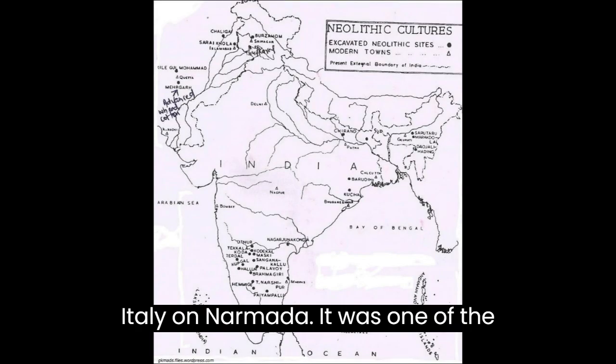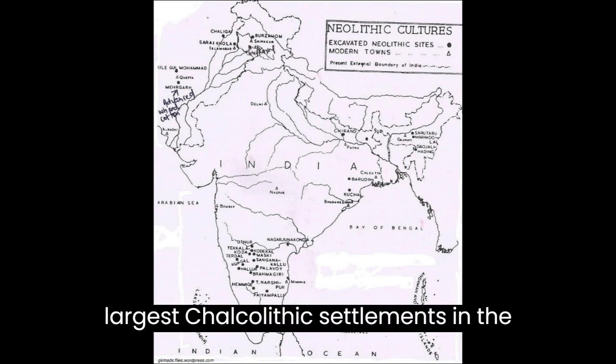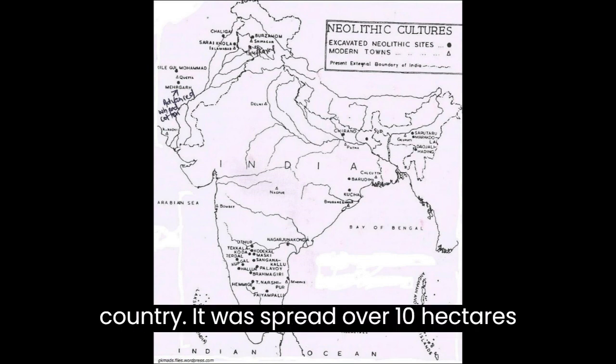7. Songaon, Inamgaon and Nasik, Maharashtra. Large mud houses with ovens and circular pit houses have been discovered here. 8. Navdatoli, on Narmada. It was one of the largest Chalcolithic settlements in the country. It was spread over 10 hectares and cultivated almost all food grains. 9. Nevasa, Jorwe, Maharashtra, and Eran, Madhya Pradesh. These sites are known for their non-Harappan culture.